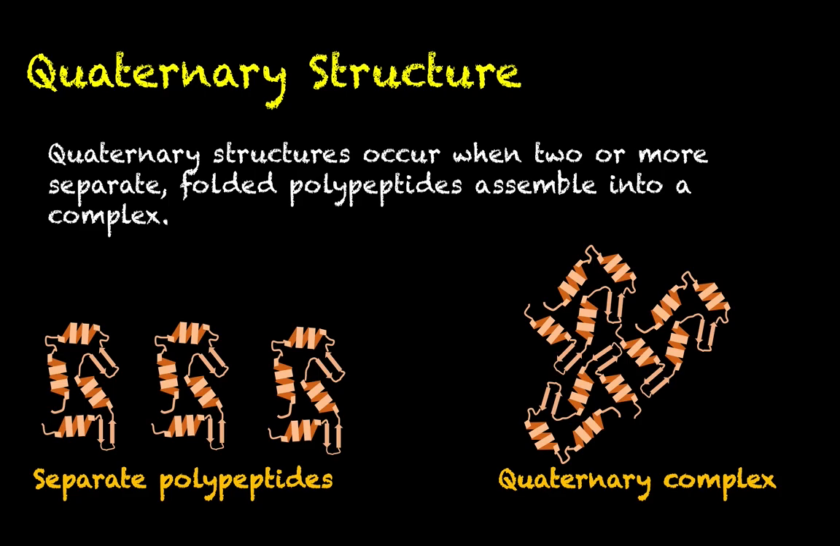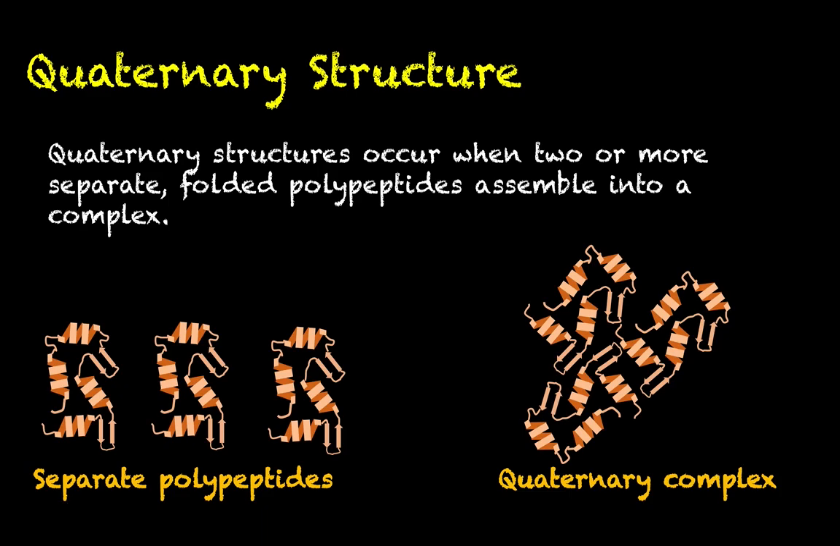Okay, so now we will move on to quaternary structure. Quaternary structure will only apply when you have two or more separate folded polypeptides that assemble into a complex. On the left side of the screen, you can see separate folded polypeptides that for now are all kept separate from one another, but if they start becoming attracted to one another and they form a large multi-subunit complex, this is what is referred to as quaternary structure.